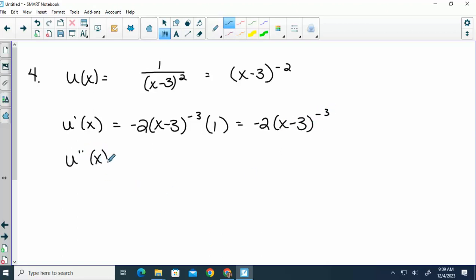So second derivative, coefficients would stay, so the exponent comes down, so negative 3 times negative 2 is 6. Inside stays the same, subtract 1 from the power. Derivative of the inside is still 1, so that doesn't add anything to it. Sounds okay?